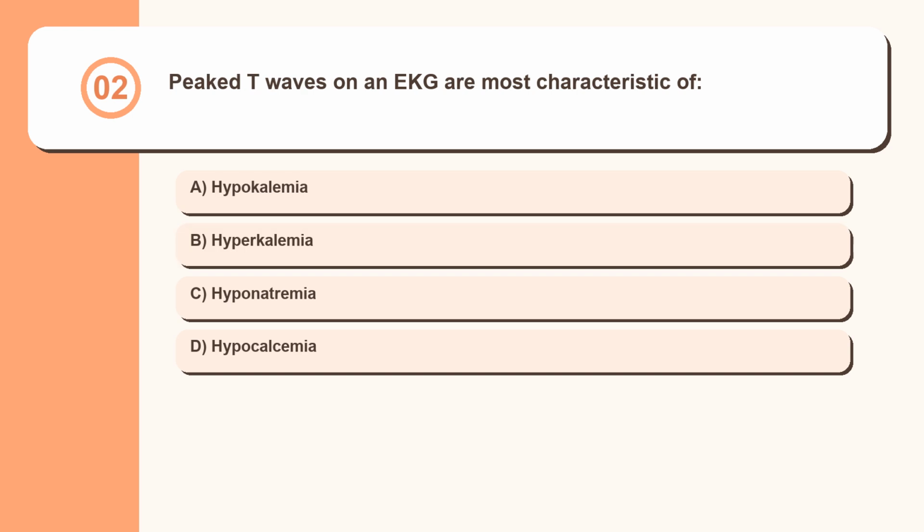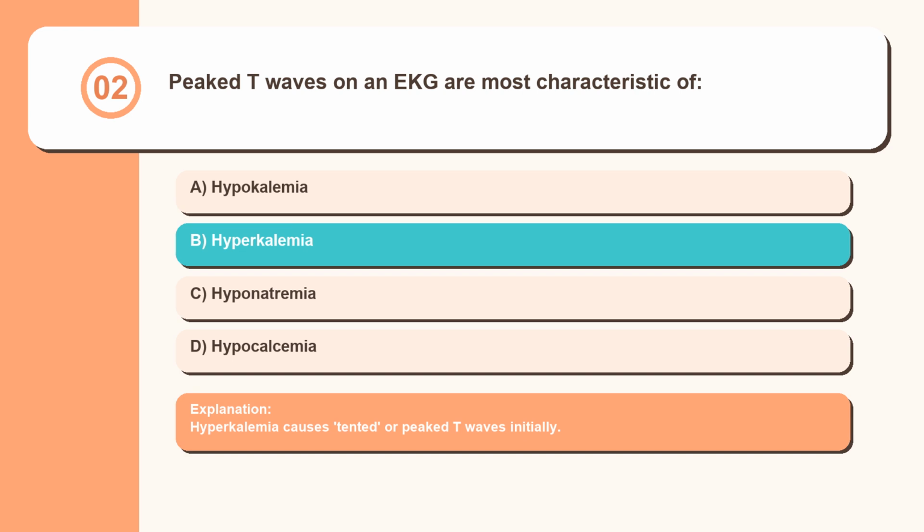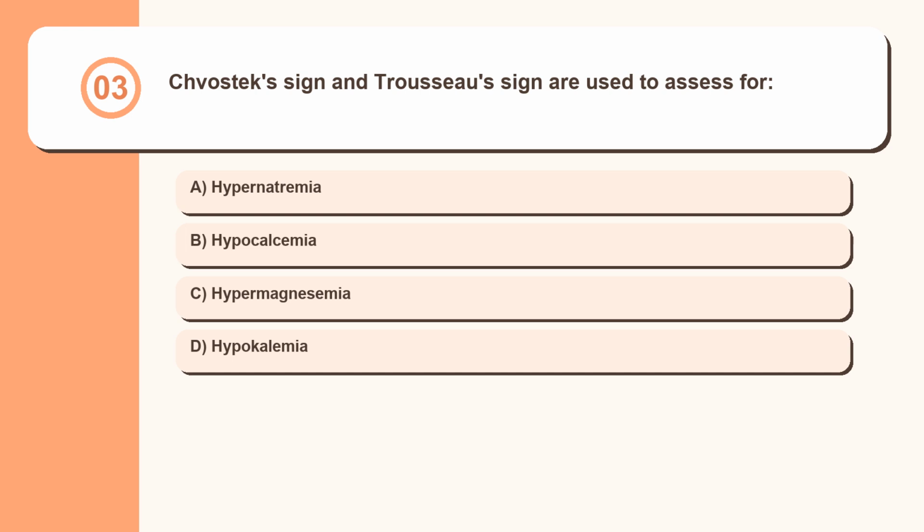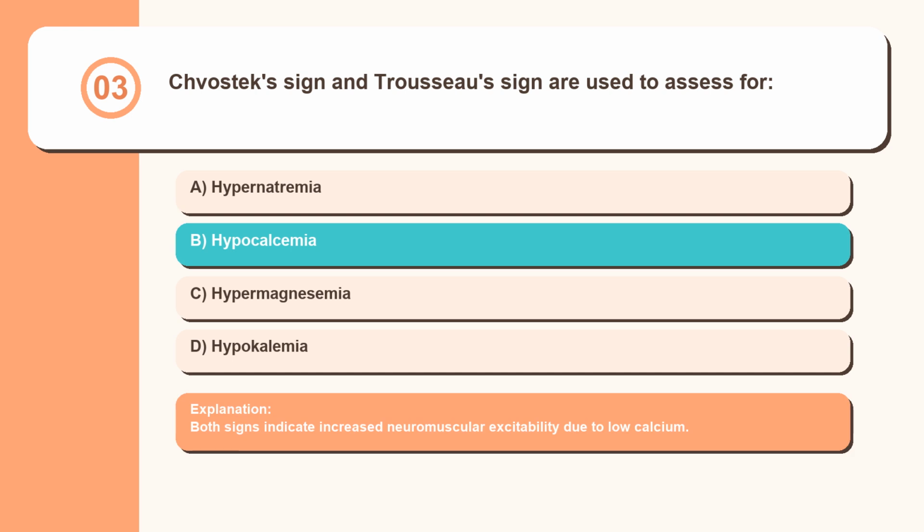Question 2. Peaked T waves on an EKG are most characteristic of hypokalemia, hyperkalemia, hyponatremia, hypocalcemia. Hyperkalemia causes tented or peaked T waves initially. Question 3. Chvostek's sign and Trousseau's sign are used to assess for hypernatremia, hypocalcemia, hypermagnesemia, hypokalemia. Both signs indicate increased neuromuscular excitability due to low calcium.